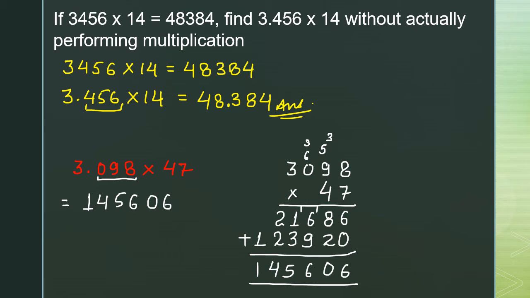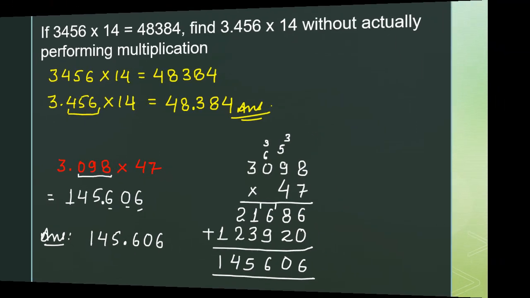In the decimal number, 3 digits are there after decimal. So count 3 places from the right side. So 1, 2 and 3. Now place decimal before 6. So the answer is 145.606. In this way, we multiply a decimal number by a whole number.